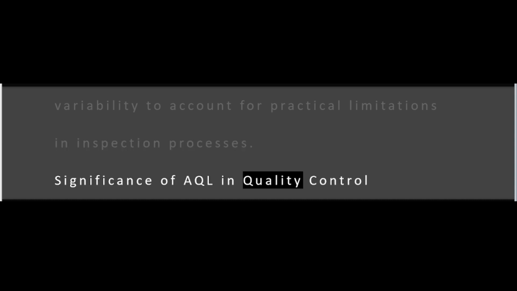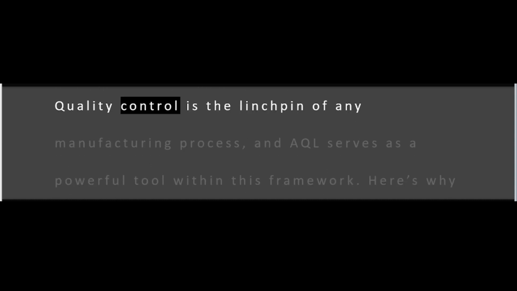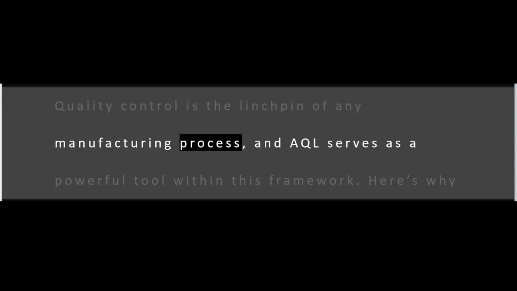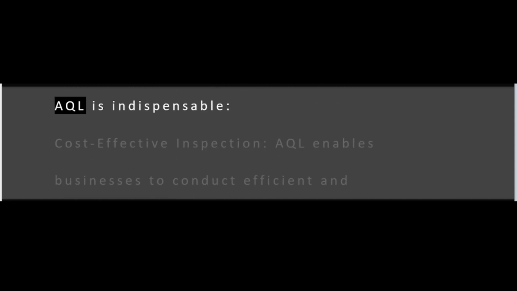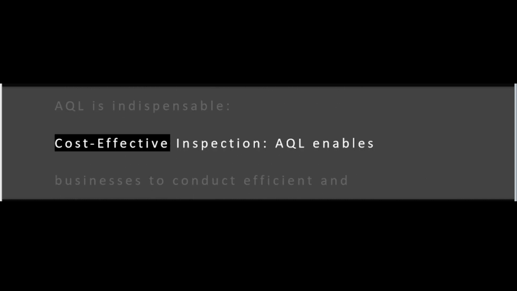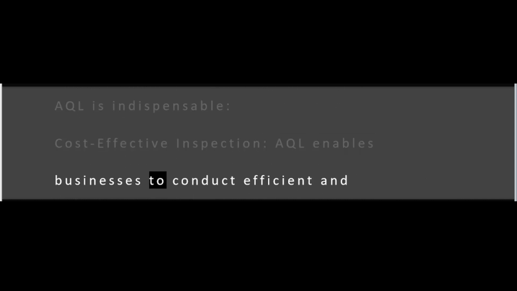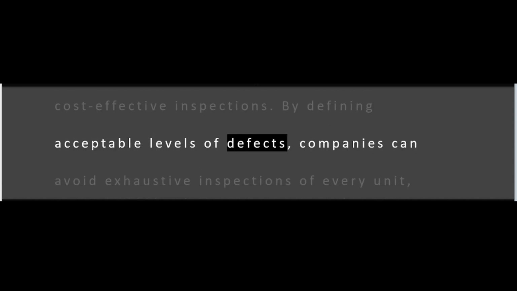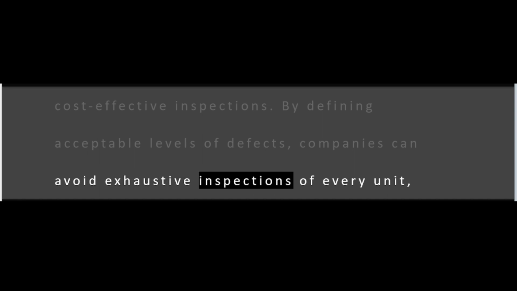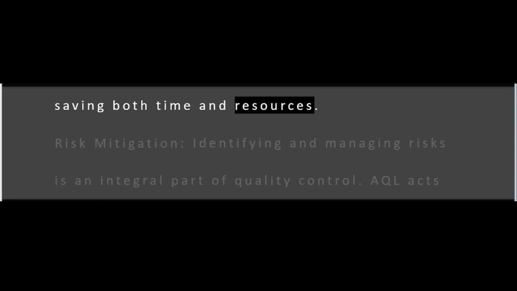Significance of AQL in quality control. Quality control is the linchpin of any manufacturing process, and AQL serves as a powerful tool within this framework. Here's why AQL is indispensable. Cost-effective inspection. AQL enables businesses to conduct efficient and cost-effective inspections. By defining acceptable levels of defects, companies can avoid exhaustive inspections of every unit, saving both time and resources.